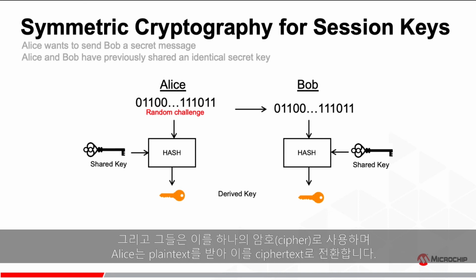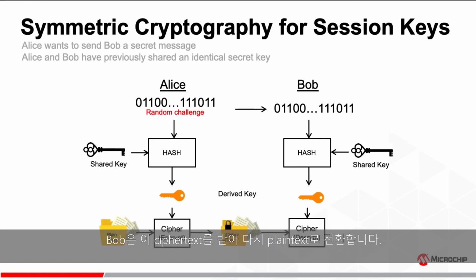Then they use this as the input to a cipher, and Alice can now take plain text and turn it into ciphertext, and Bob can take that ciphertext and turn it back into plain text.